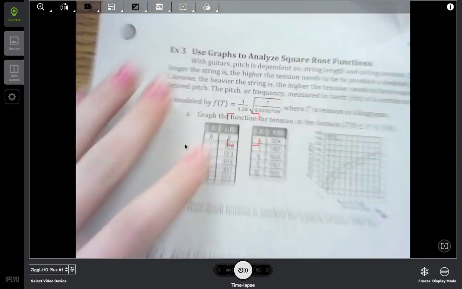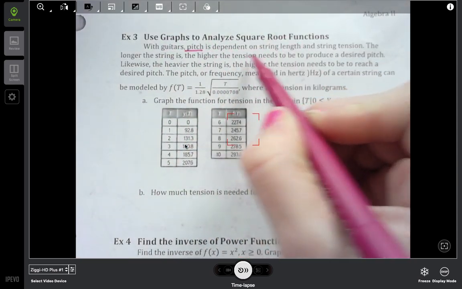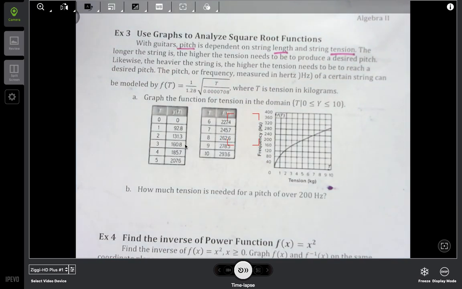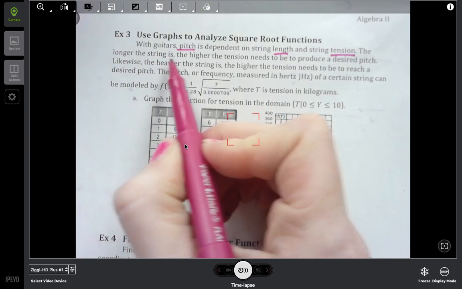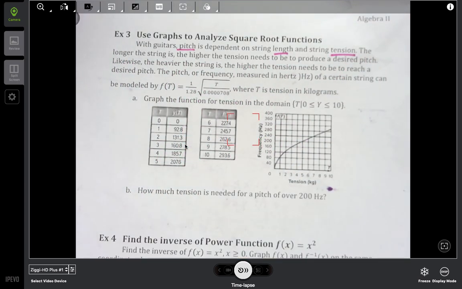And this first story problem talks about guitars. So with guitars, your pitch depends on the length of a string and the tension of the strings. So like if your string is really tight, it's going to make your pitch really high. Or if your string is really long, it's going to make your pitch really low. So the longer the string is, the higher the tension needs to be in order to produce a desired pitch. So the two offset each other, all right?